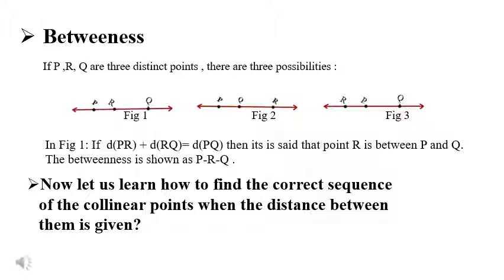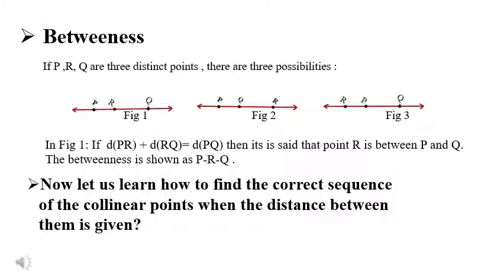Same if I take figure 2. When I write down the betweenness, it will be written as P dash Q dash R. And for figure 3, it will be written as R dash P dash Q. So it is nothing but the sequence in which the points are placed. And how do you write it? So this is how you use a dash in between to write their sequence.